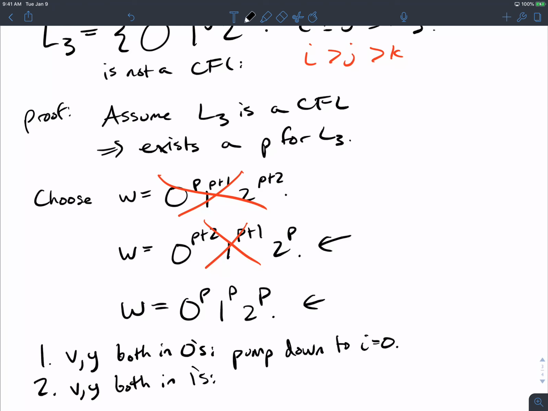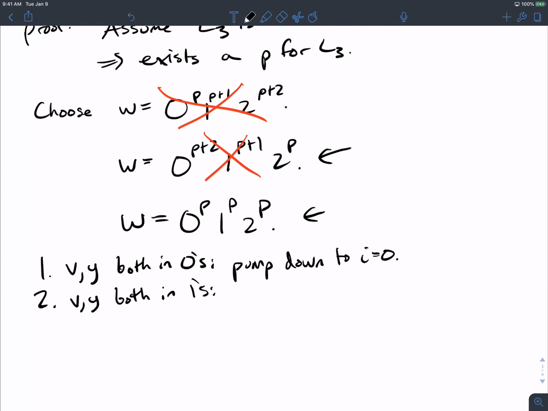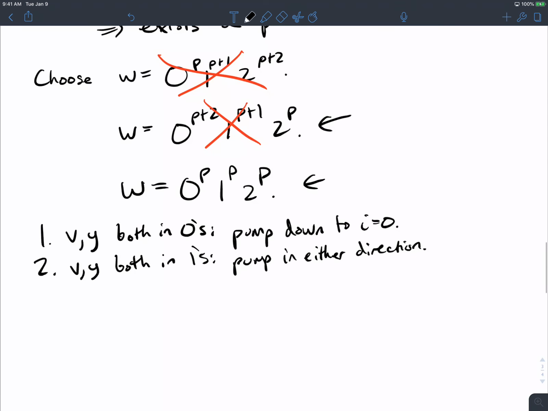Which it could be in this case. I can pump down or up in this case. If I pumped up, obviously, then I would have more ones than zeros, which leaves the language immediately. So pump in this particular case in either direction. So i equals 0 works, i at least 2 also works. So any value of i other than 1, of course, will work here.